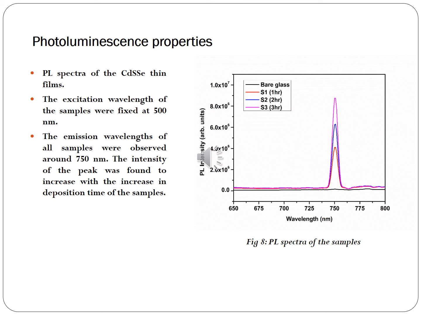The photoluminescence properties of all the thin films were also studied. Here in this figure 8 we can see the PL spectra of all the three samples. PL spectra of the CdSSe thin films were indicated in this particular figure. The excitation wavelength of the samples was fixed at 500 nanometer, and the emission wavelength of all the samples was observed at around 750 nanometer. The intensity of the peak at 750 nanometer was found to increase with the increase in deposition time of the samples.